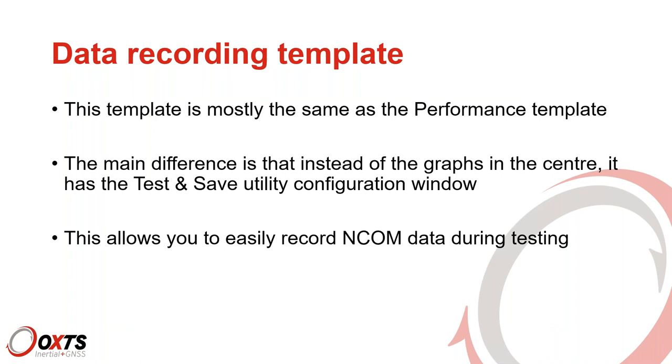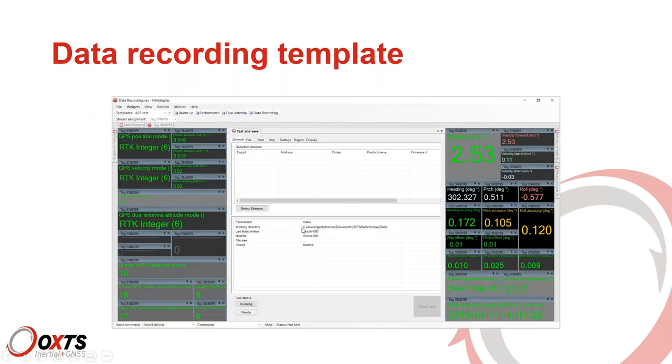And then finally is the data recording template, and this is similar to the performance template with the widgets it has around, but it also has the test and save utility docked in the center, so you can easily record the ECON data during the testing. And with this, you can choose start and stop conditions, or you can just manually turn on the data recording, as well as set this up to output CSVs straight from the testing that you've done. So you don't have to go through post-processing and then outputting the CSVs from that. You can just output them straight from our software using this test and save software, but we will go into that in a little bit more detail later on.